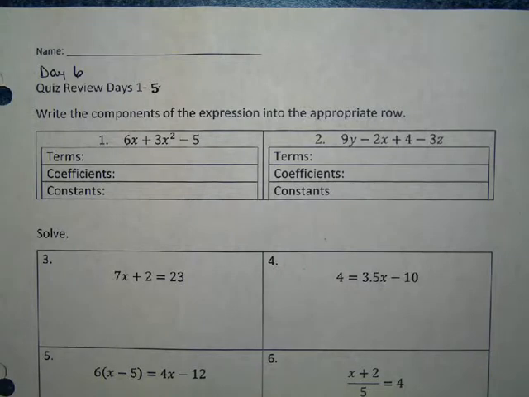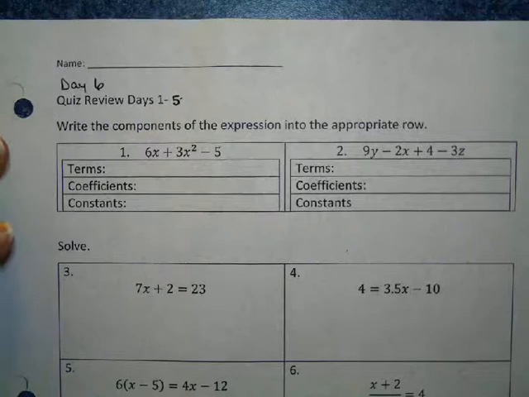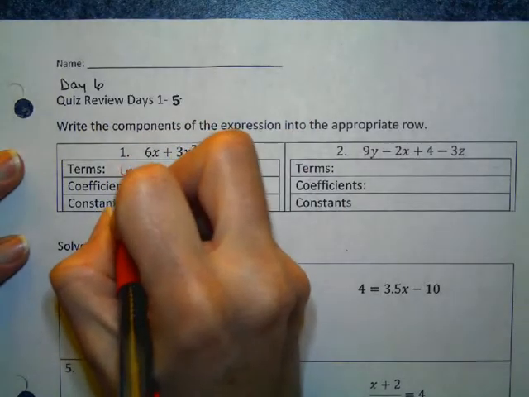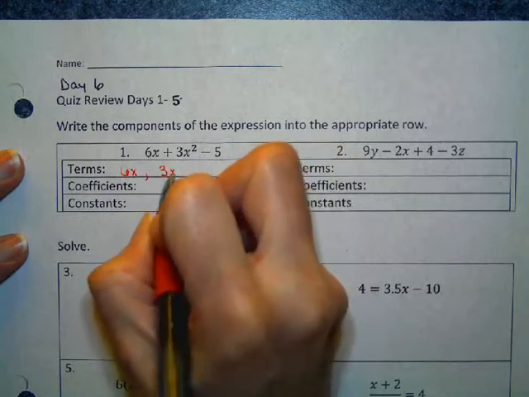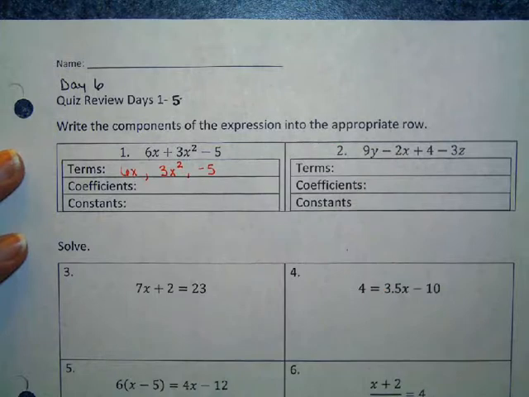So terms are all of these individually. Terms are separated by a plus or a minus sign. So the first term I see for number 1 is 6x. The second term I see would be a positive 3x squared. The third term would be negative 5. So that's just listing all the individual, those are called terms.